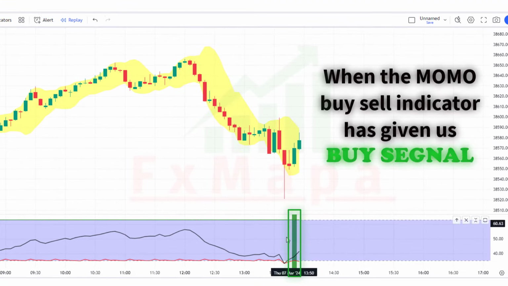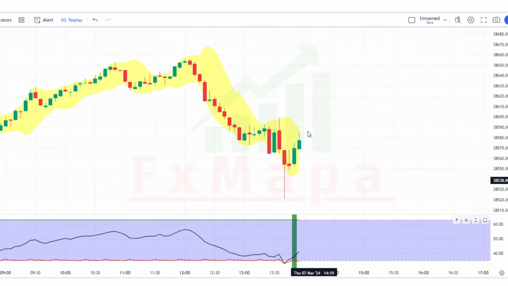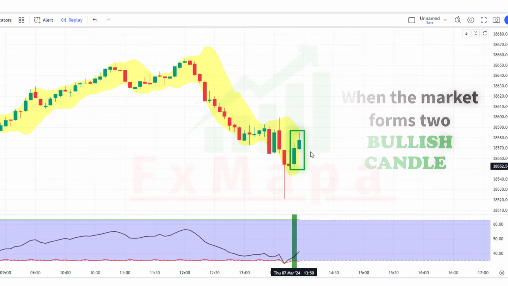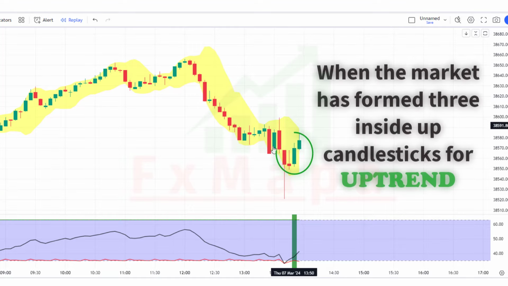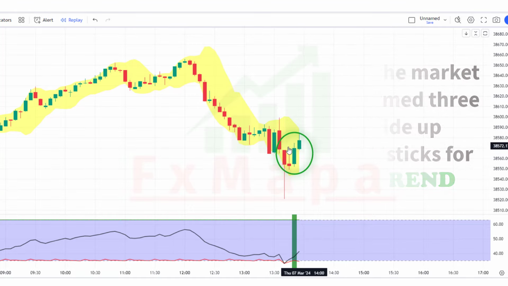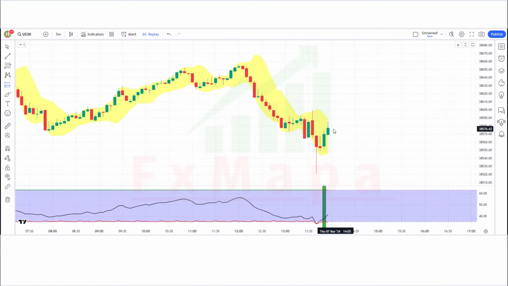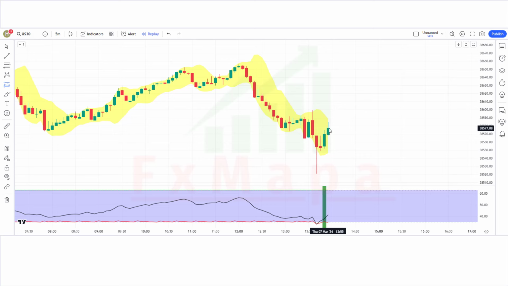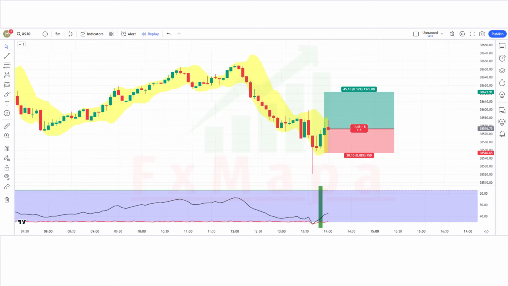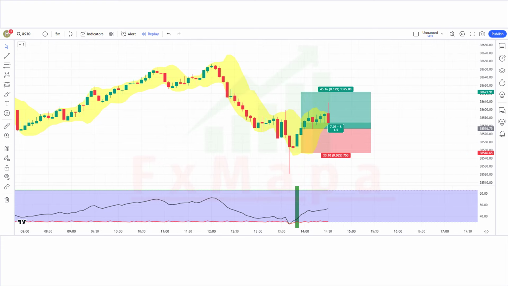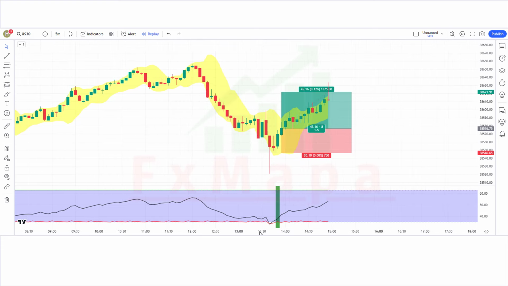When the MOMO buy sell indicator has given us buy signals, when the market forms two bullish candles, when the market has formed three inside up candlesticks for uptrend. If this condition is fulfilled, then we will place buy order. Our stop loss will be placed at the bottom level of trend detection indicator, and the risk to reward ratio will be 1:1.5. The market has completely hit the target.